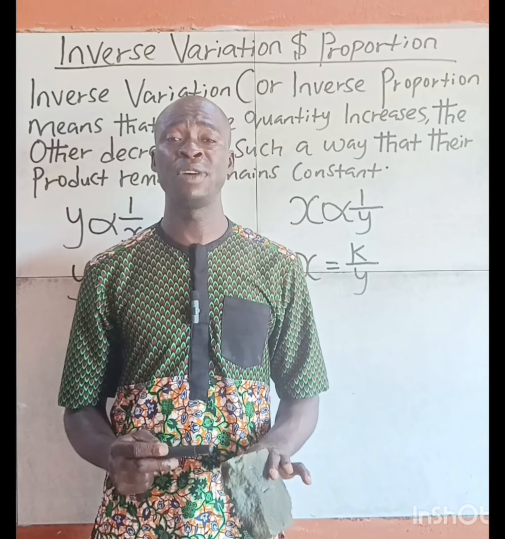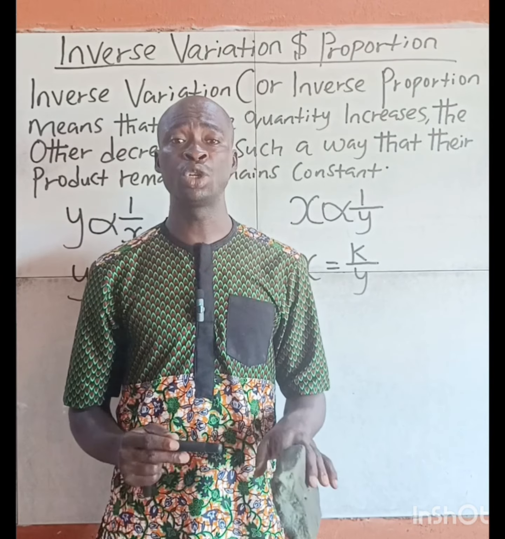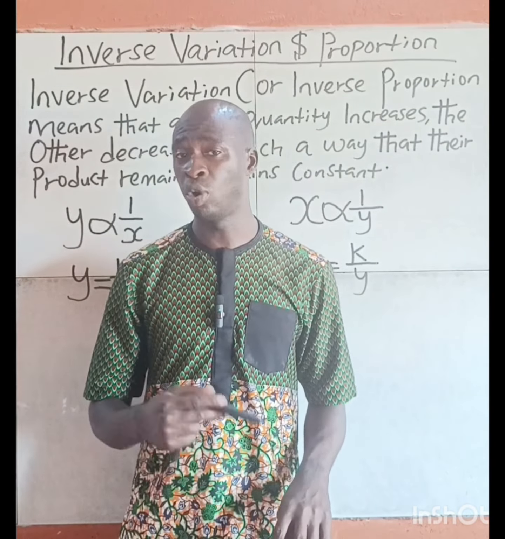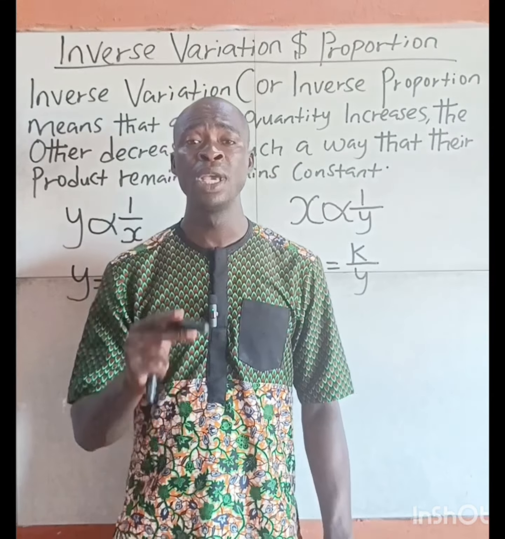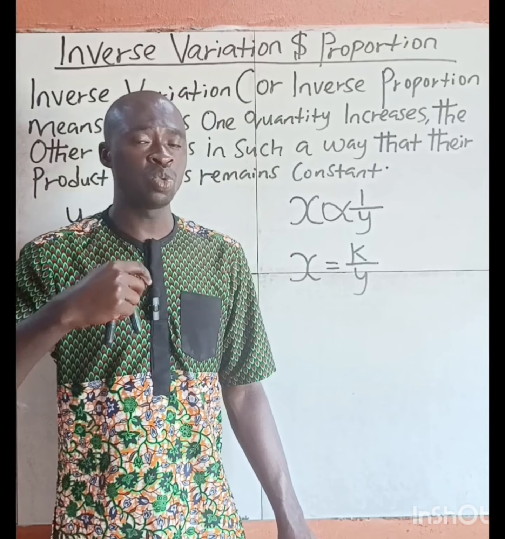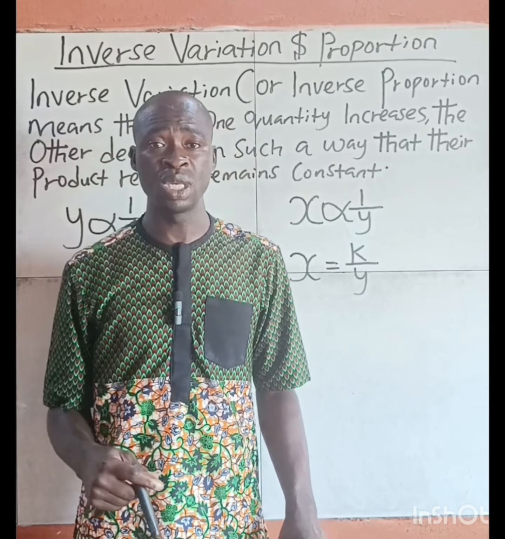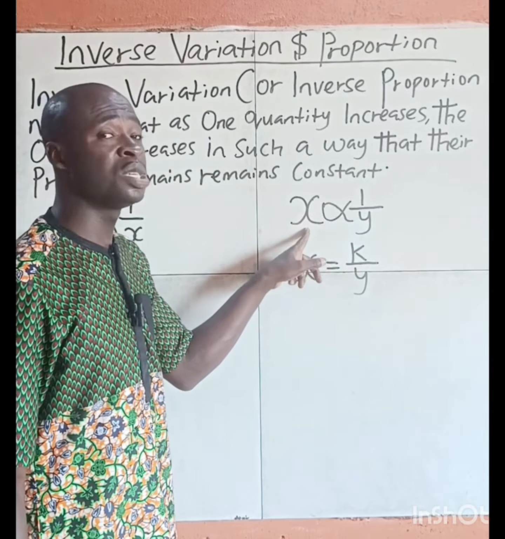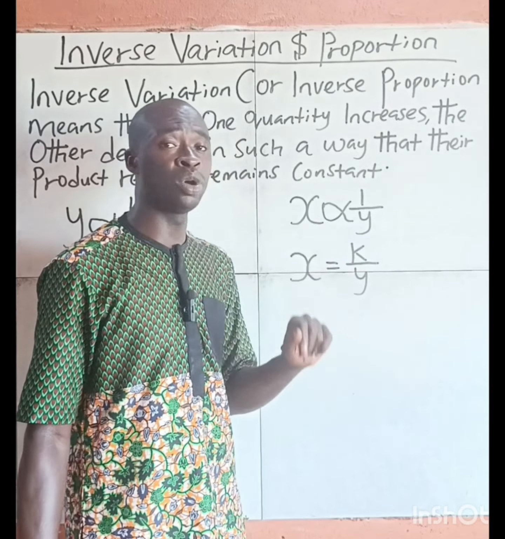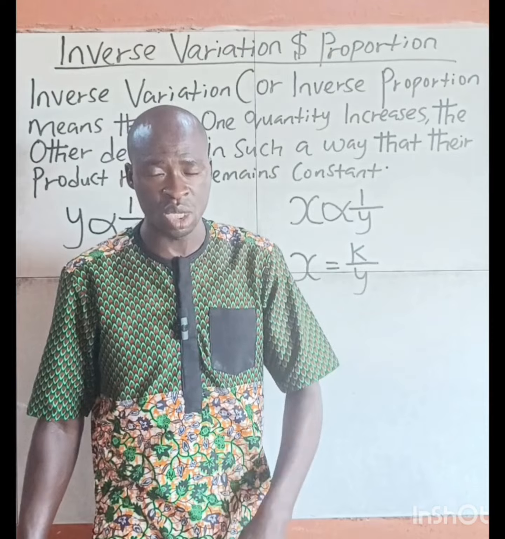Now, when we talk about inverse variation, what that simply means is we are looking at the relationship between two variables, let's say x and y or any other variable as the case may be. As one is decreasing, the other is increasing. As one is increasing, the other one is decreasing. Let's say if x is increasing, y will be decreasing. And if y is increasing, x will also decrease. So you can see the relationship. As one is increasing, the other one is decreasing.